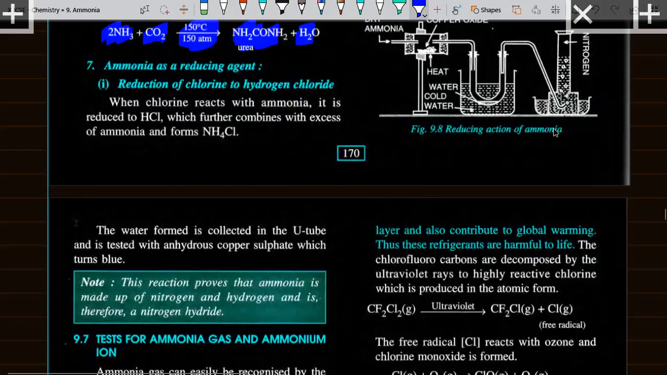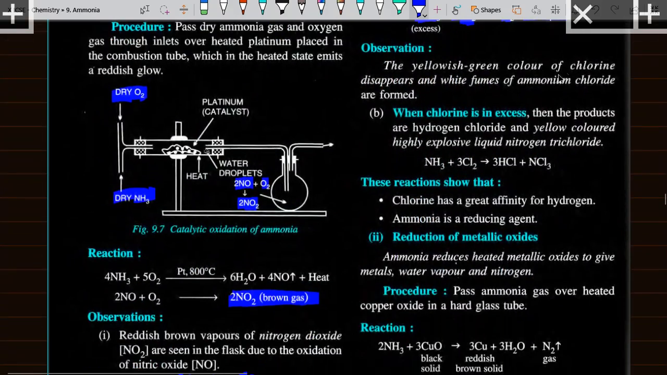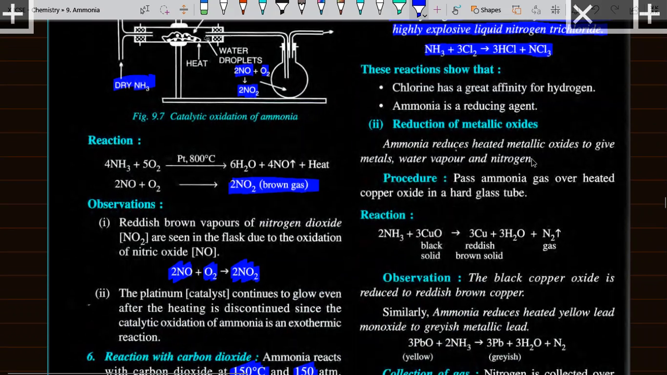ऑब्जर्वेशन, इसी का ऑब्जर्वेशन मतलब रिड्यूसिंग प्रॉपर्टी का. The yellowish green color of chlorine disappears and white fumes of ammonium chloride are formed. When chlorine is in excess, then the products are hydrogen chloride and yellow colored highly explosive liquid nitrogen trichloride, NCl3. These reactions show that chlorine has a great affinity for hydrogen and ammonia is a reducing agent. Remember.